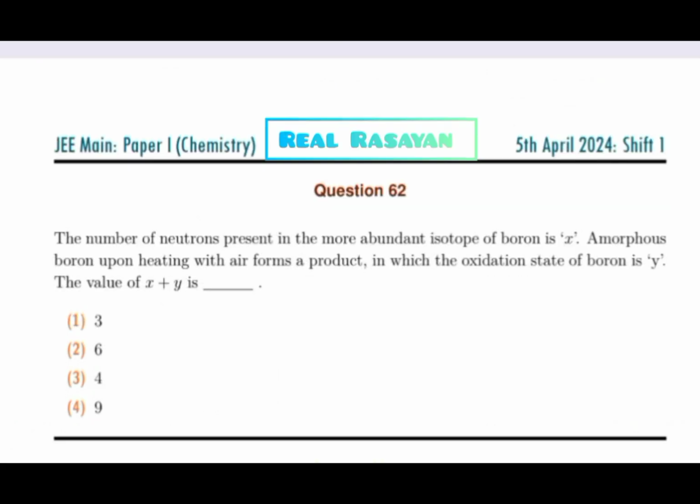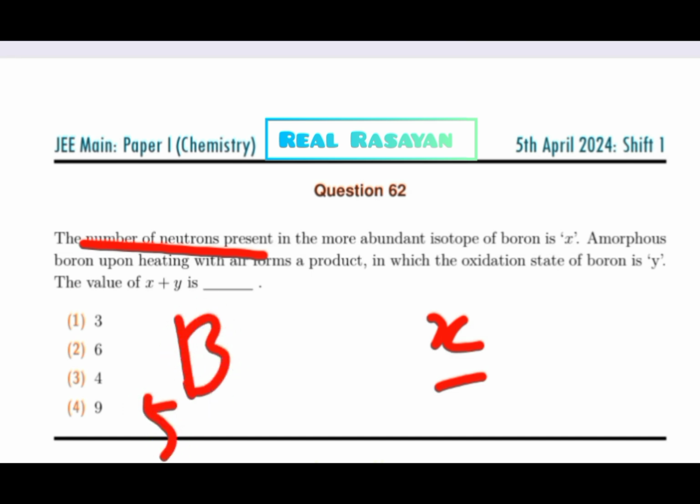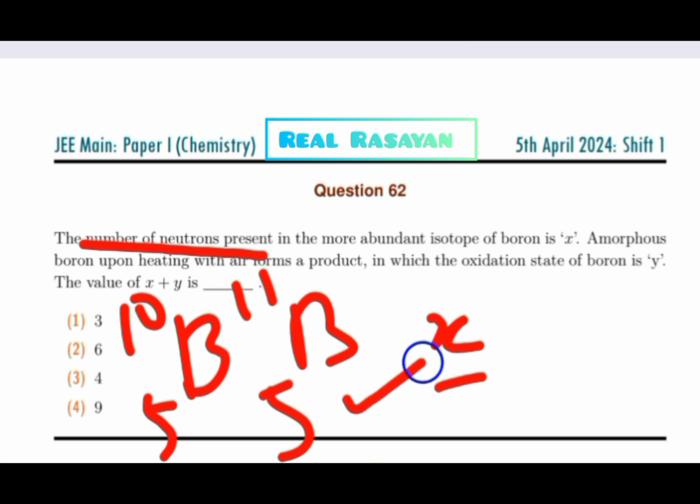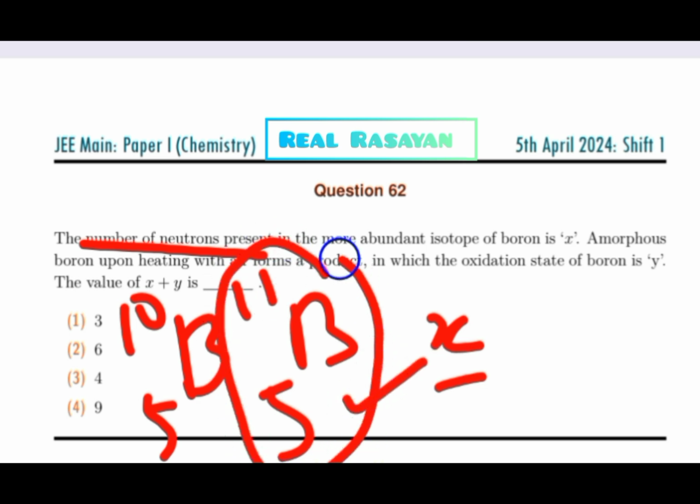The question is: the number of neutrons present in the more abundant isotope of boron is X. The isotopes of boron are B-10 and B-11. The most abundant is B-11.